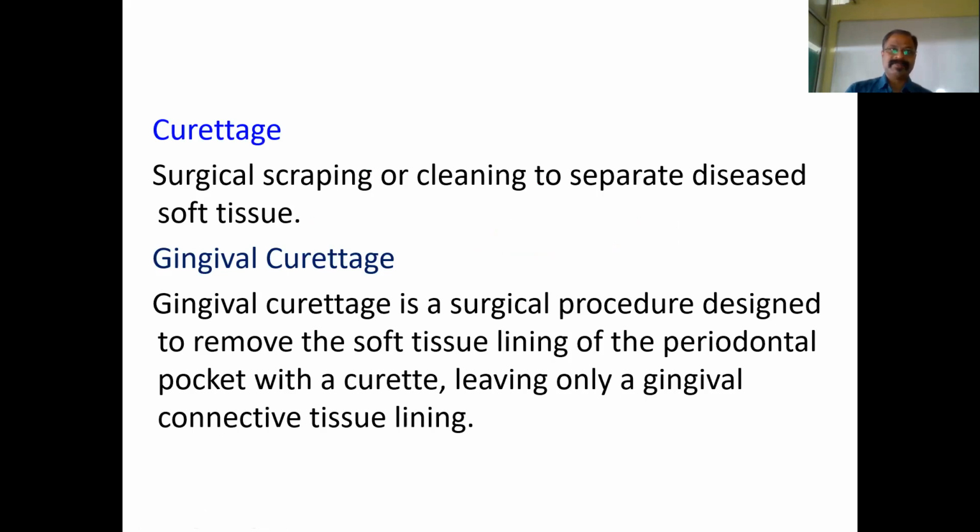Gingival curettage is related to the periodontium or the gingival tissues. So gingival curettage is again a surgical procedure which is designed to remove the soft tissue lining of the periodontal pocket. Most of the time we use a curette. Once we scrape out this pocket lining, it leaves only the gingival connective tissue lining. So that is what is meant by a gingival curettage. It's a procedure in which you are going to use a simple curette. Curettes are the instruments which are intended for subgingival scaling and root planing and for this curettage process.